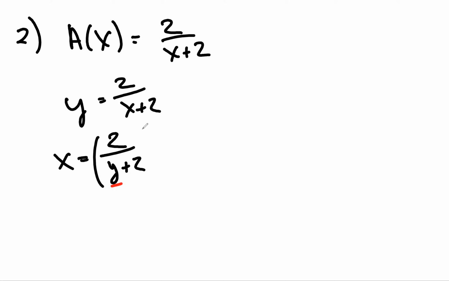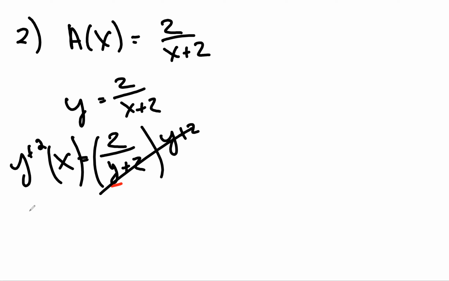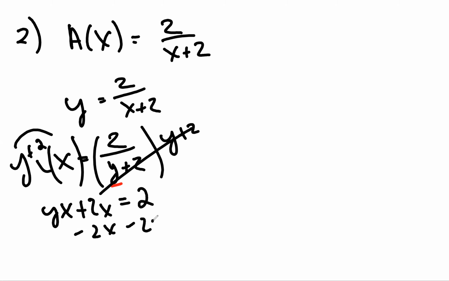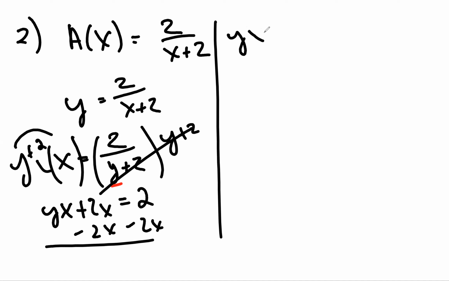And so the y that I have down here, I'm trying to get that guy all by himself. And so in order for me to do that, I'm going to have to multiply both sides by y plus 2 so that I can get rid of the denominator. And that's going to leave me, when I do this distributing, with yx plus 2x, and that's going to equal the 2 on the other side. And so now I'm going to subtract 2x from both sides.